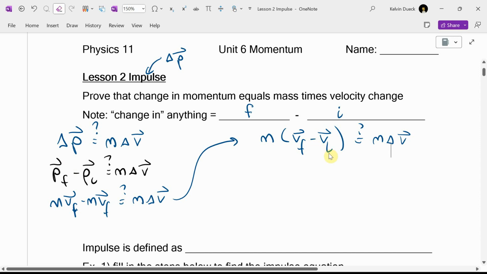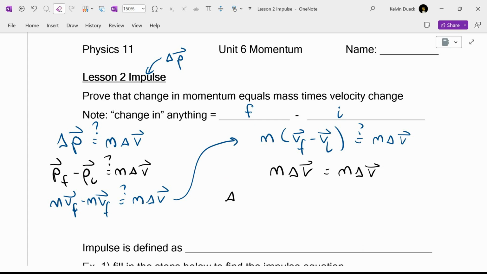What's final minus initial the same as? Change in. In other words, I think I can write this as m change in v, which is the same as m change in v. I was able to make the left side look like the right-hand side. So what does that mean? It means one way to find impulse is m delta v, although I don't usually write it that way.